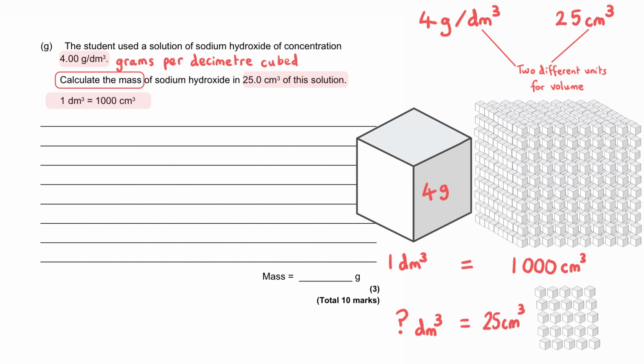And so what we need to do is work out how many dm cubed 25 cm cubed would be. And so quite clearly, 1 decimetre cubed is 1,000 times bigger than a centimetre cubed. And so what we need to do to turn 25 centimetres cubed into decimetres cubed is divide by 1,000. And when we do that, we get a volume of 0.025 decimetres cubed. So we now know what volume we've got of sodium hydroxide in decimetres cubed.